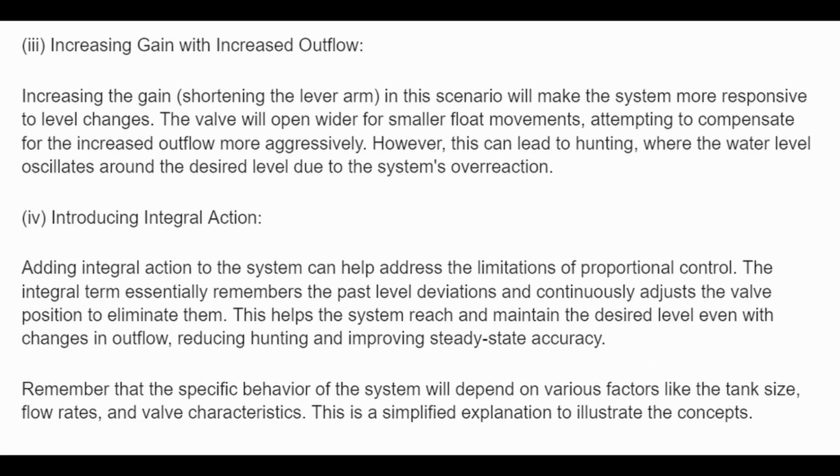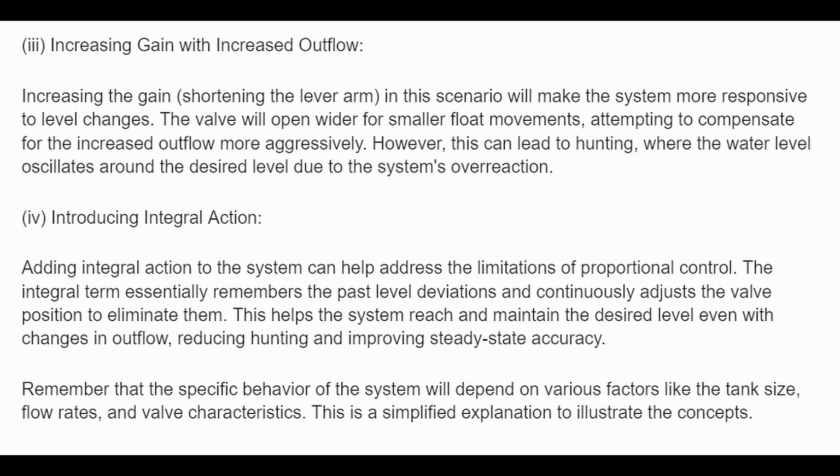3. Increasing gain with increased outflow. Increasing the gain by shortening the lever arm in this scenario will make the system more responsive to level changes. The valve will open wider for smaller float movements, attempting to compensate for the increased outflow more aggressively. However, this can lead to hunting, where the water level oscillates around the desired level due to the system's overreaction.